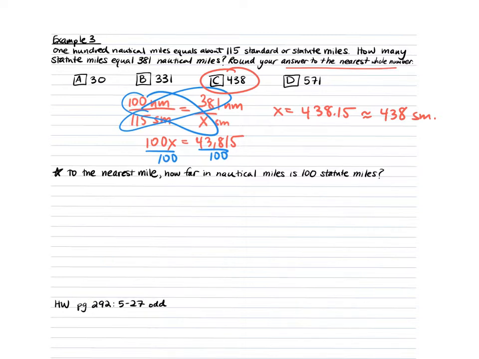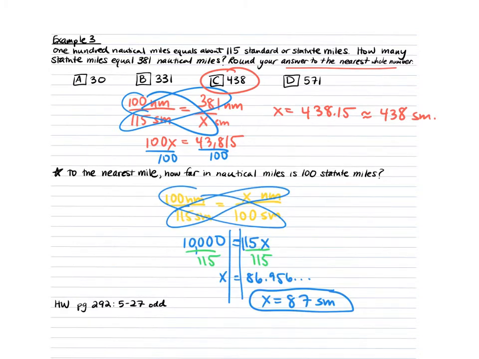Okay, so now try the star one. To the nearest mile, how many nautical miles is 100 statute miles? So we're going to solve this proportion. Push pause, try this on your own, and then check back for the solution, and we'll be done. Okay, so hopefully you got 87 nautical miles. Please pause the video and check your work if you did not.